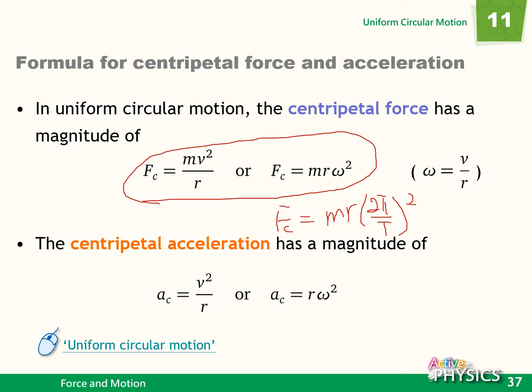Since F equals ma, right? So F equals ma. Oh, sorry, here first. So F equals ma, and v squared over r equals the acceleration. So F equals ma.